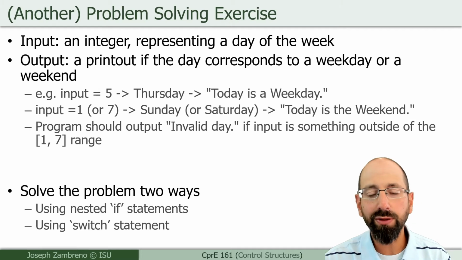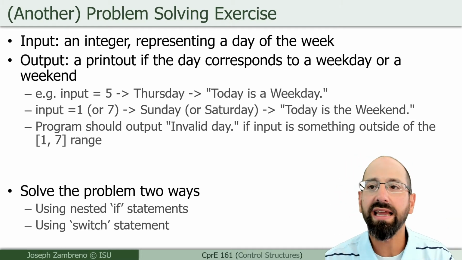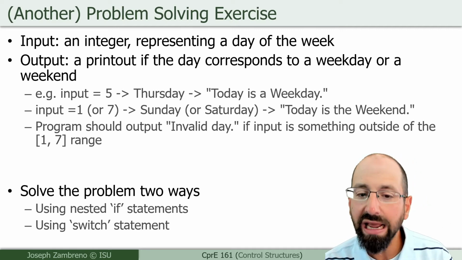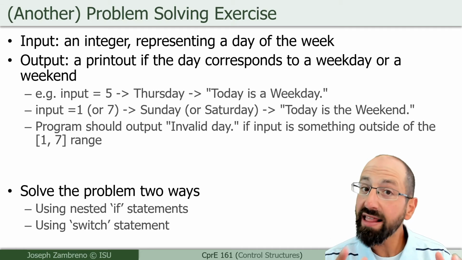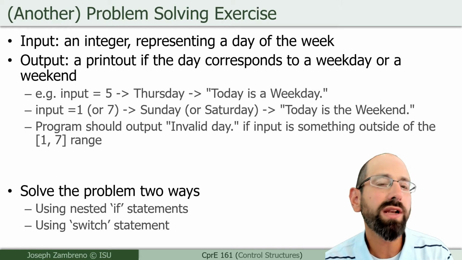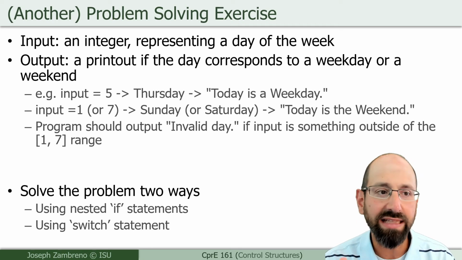So, for example, if the input was 5, that would correspond to a Thursday, and we would print out "today is a weekday." If the input was 1 or 7, that would correspond to Sunday or Saturday. I'd want the printout to be "today is the weekend." If it's not in that range, we should do a little bit of range checking, which we haven't done a lot in our code. But in this case, if it's not a value in the range 1 to 7, we should output "invalid day."